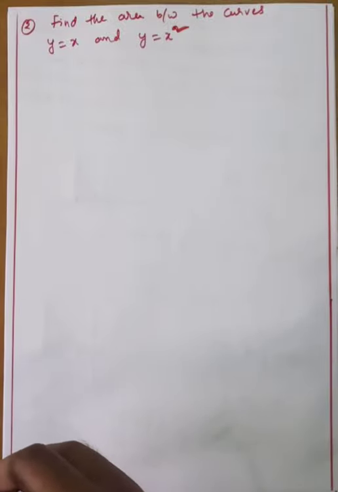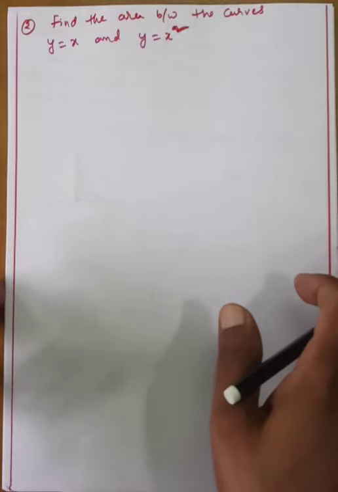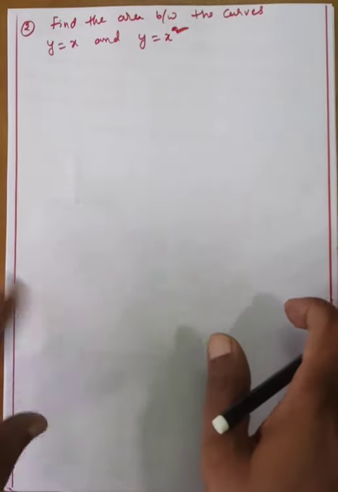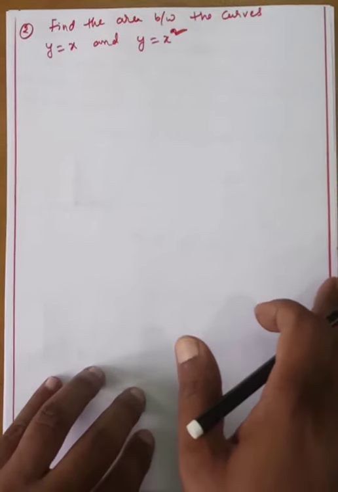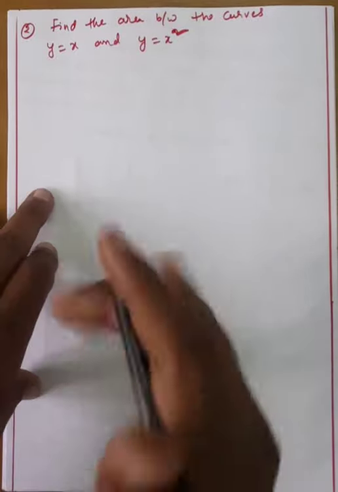Find the area between the curves y is equal to x and y is equal to x square. Observe that in this one the points of intersection, or the ordinates, are not given, meaning the x values are not given. That's why we must and should find the values of x. Whenever you find the values of x, the functions are in terms of x only.